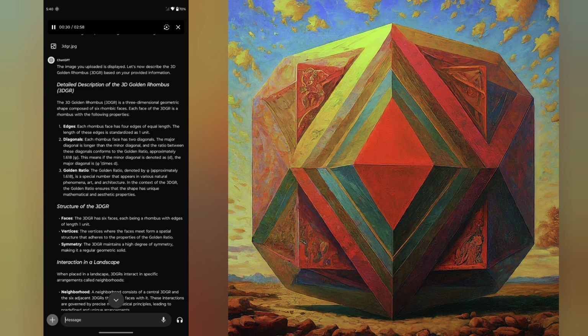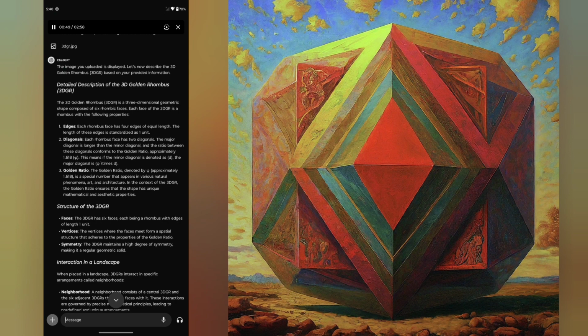2. Diagonals. Each rhombus face has 2 diagonals. The major diagonal is longer than the minor diagonal, and the ratio between these diagonals conforms to the golden ratio, approximately 1.618. This means if the minor diagonal is denoted as D, the major diagonal is phi times D.